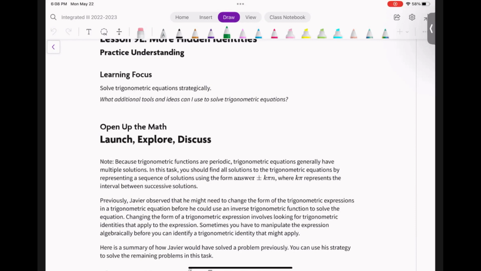Number one, you are relying on your solving equation skills, from way back when it started, probably in kindergarten if you really want to trace it back. And they were really honed in seventh and eighth and ninth and 10th grade, and probably 11th grade. And then you're also relying on your trig knowledge. Okay, and we're putting those two things together, and we're going to be able to solve trig equations strategically. So, what additional tools and ideas can I use to solve trig equations?